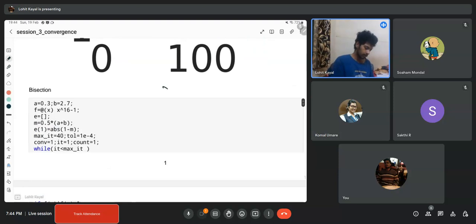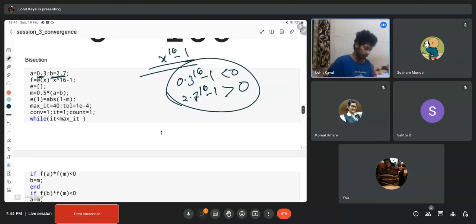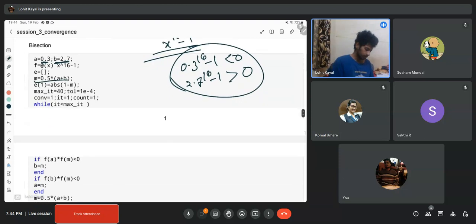So again, this is for the same thing, x to the power 16 minus 1. Here these two are the two initial guesses. A is 0.3, B is 2.7, because when x is 0.3, 0.3 to the power 16 minus 1 is less than 0, and 2.7 to the power 16 minus 1 is greater than 0. So this initial condition is satisfied.